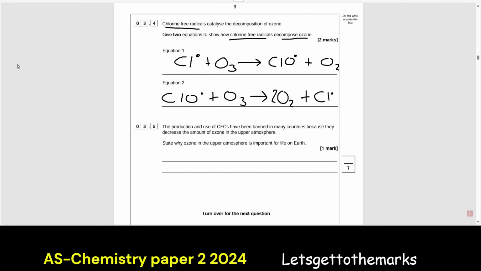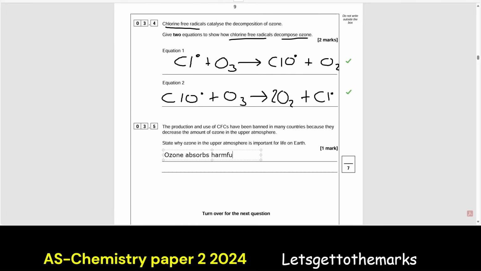Right, nice. 3.5, the production and use of CFCs have been banned in many countries because they decrease the amount of ozone in the upper atmosphere. State why ozone in the upper atmosphere is important for life on Earth. This is because ozone absorbs.